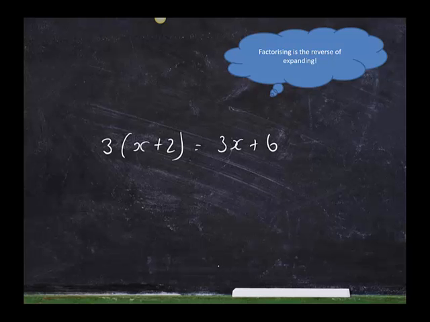3 outside of x plus 2. Let's expand that. 3 times x is 3x. 3 times 2 is 6. When we factorise, we do the reverse.